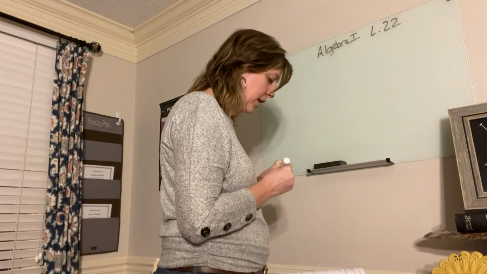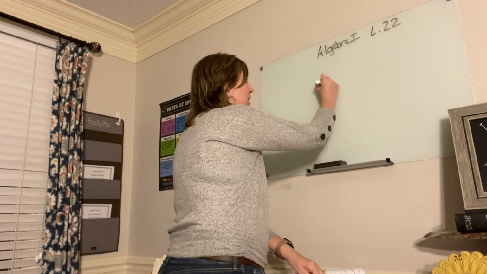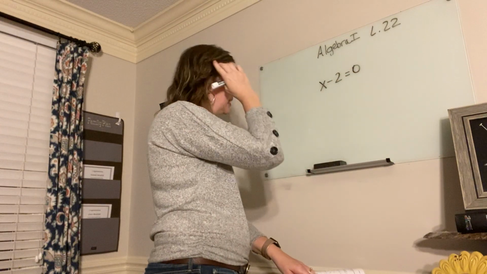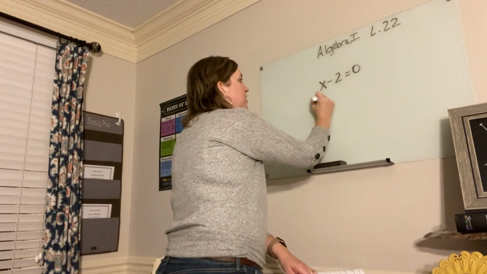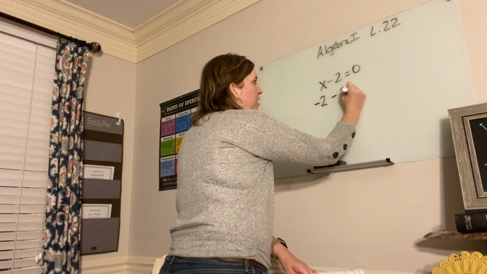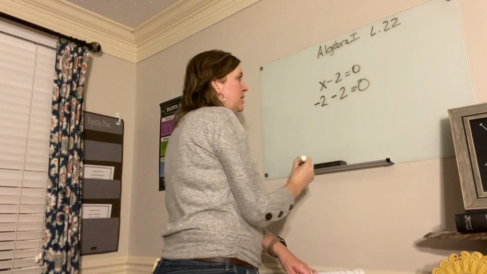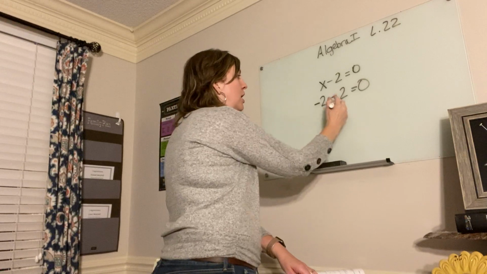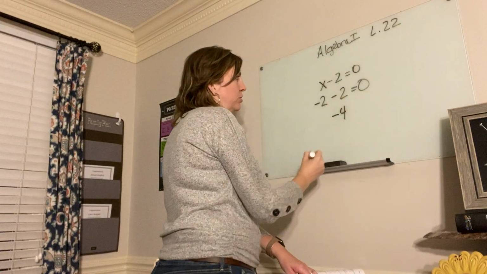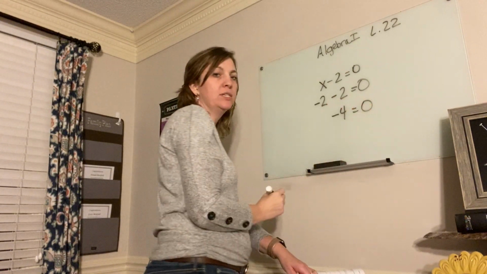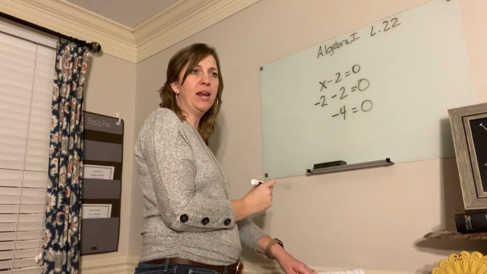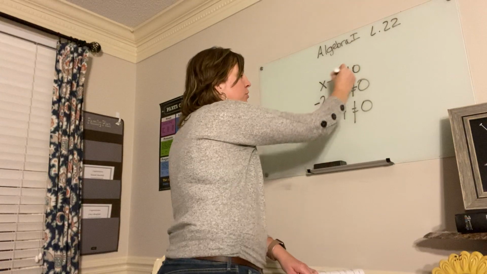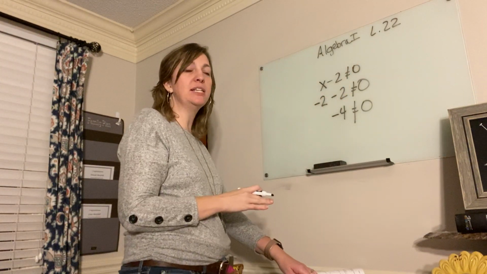So let's look at the equation. It says x minus 2 equals 0. Does -2 satisfy it? Let's plug it in. -2 minus 2. Does that equal 0? Well, if I owe $2 and I owe $2 more, I would owe $4. Does -4 equal 0? If I have no money, do I actually owe someone $4? No. So I'm going to mark through that, because that means no, it does not satisfy.